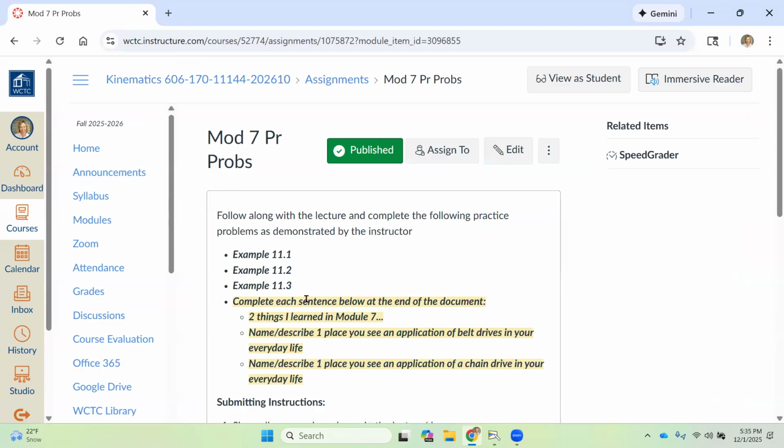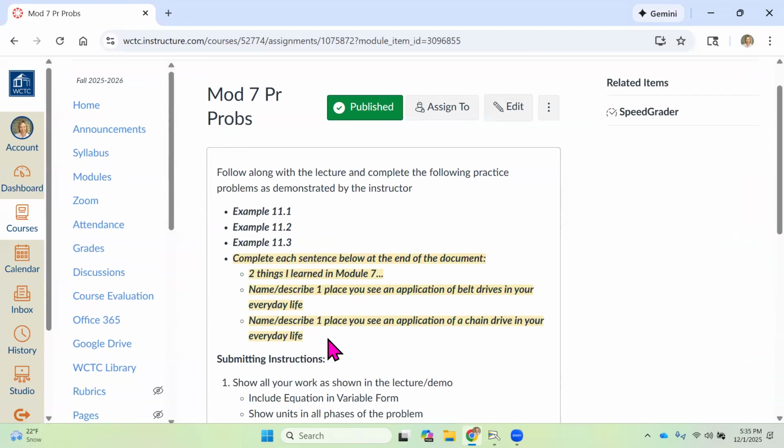Now, the sentences that I want you to complete are a couple of things here. Number one, after we're done with the information on Wednesday, let me know two things that you feel you learned that were important, that stand out. But then instead of telling me what you feel you need extra practice on, I changed it up a little bit, where I want you to describe a place or an application where you see a belt drive. Okay. And then the same thing for a chain drive.